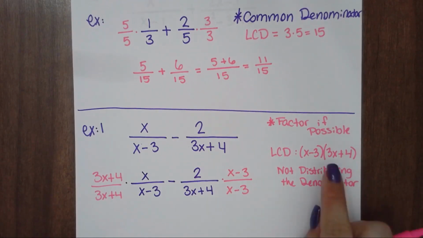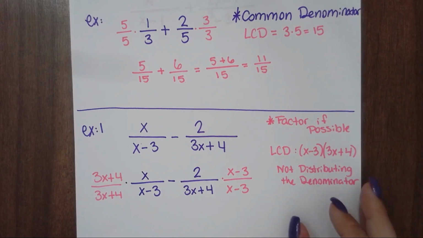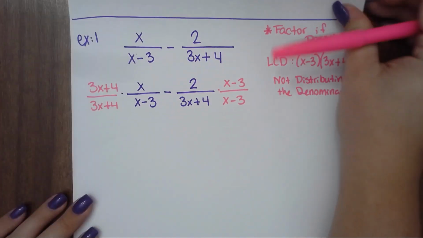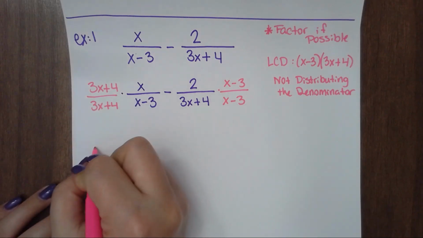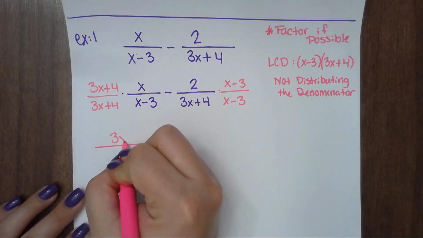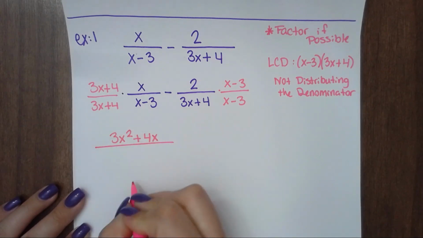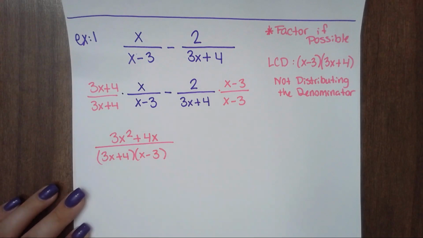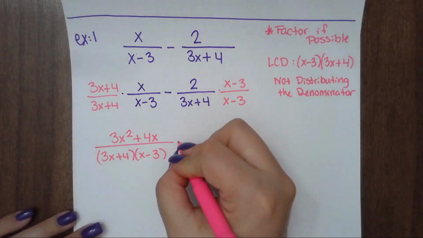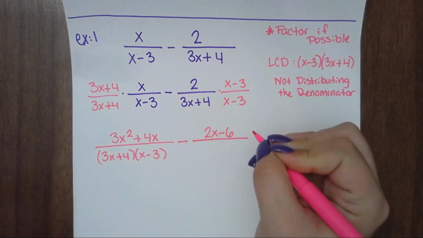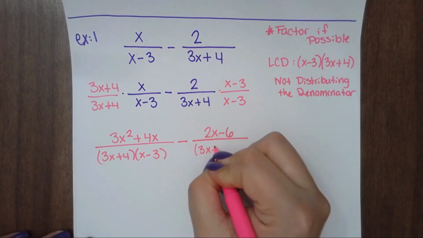Now I have said do not distribute the denominators, but you should want to distribute the numerators because the whole point of this is to combine like terms and see if we can simplify later on. So move this up a little bit. Okay, now I'm going to combine this first fraction. If I combine this first fraction, I have x times 3x plus 4. That's going to be 3x squared plus 4x. The denominator is going to stay 3x plus 4 times x minus 3. And I'm not going to distribute it, and I'll show you later on why, okay? Now, the second fraction, I'm going to distribute the 2 times x minus 3, which is 2x minus 6, divided by 3x plus 4 times x minus 3.